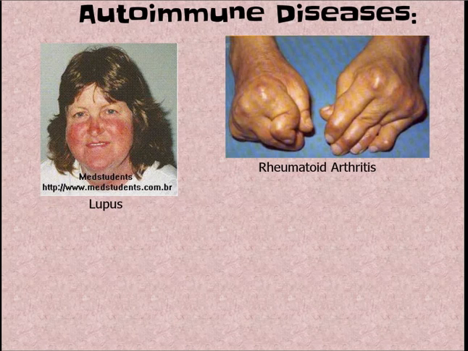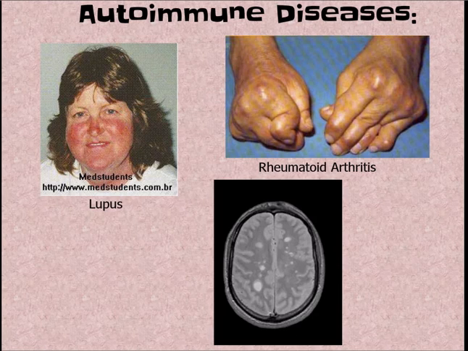Another example is rheumatoid arthritis. In rheumatoid arthritis, the immune system is attacking the joints, the tissues of the joints, and causing that disfiguring. It can happen in any joint. It doesn't have to be the fingers. It can happen in the spinal column or the hips or the shoulders. It is different than osteoarthritis, which is a normal kind of arthritis, often because of injuries earlier in life. Rheumatoid arthritis is when the immune system is attacking the joints.